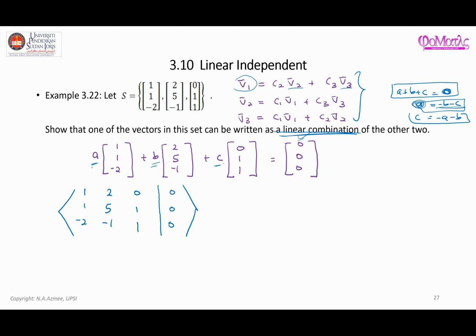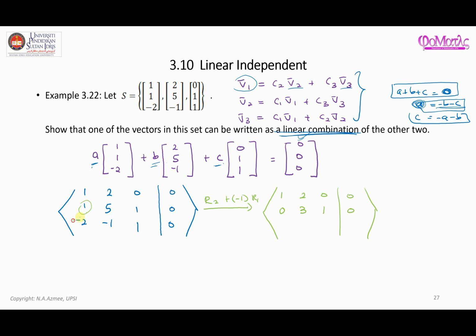Well, I think what I'm going to do next is change this part to be 0. So I will consider this process R2 plus negative 1 R1. Here we have 1, 2, 0, 0. So here 1 minus 1 is 0. 5 minus 2 is 3. And then 1 minus 0 is 1. And here 0 minus 0 is 0.